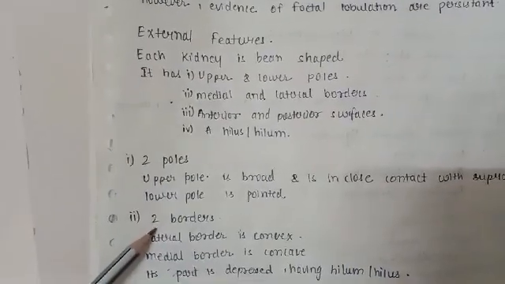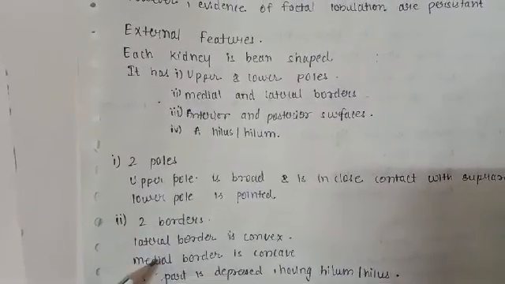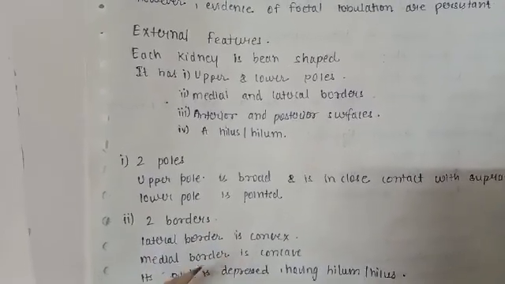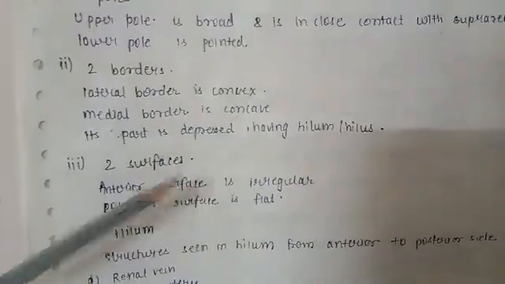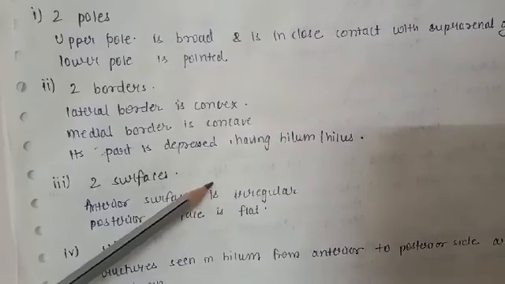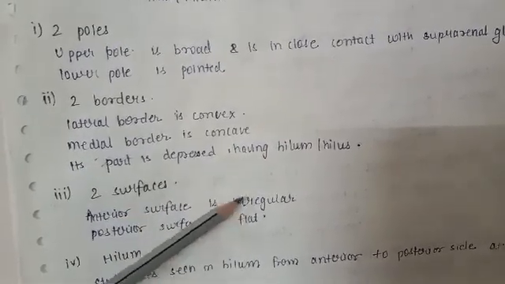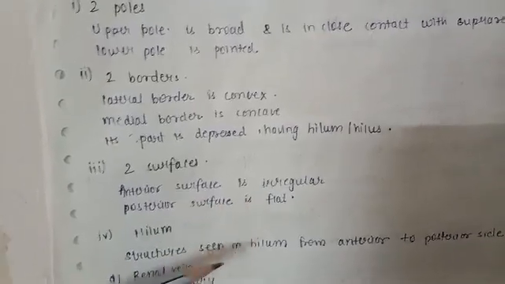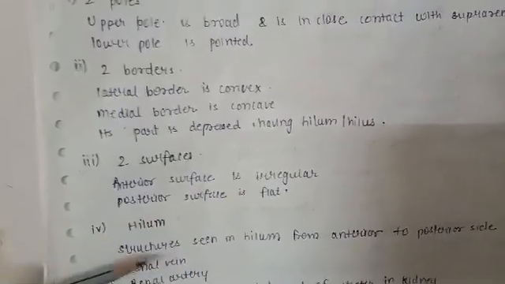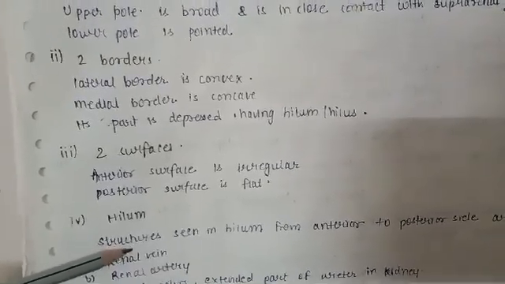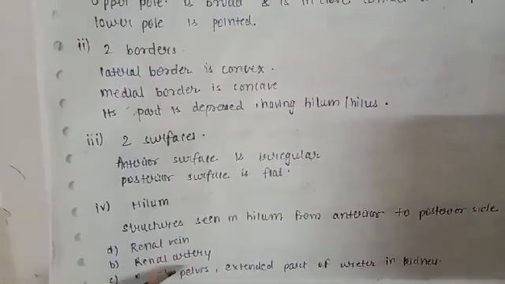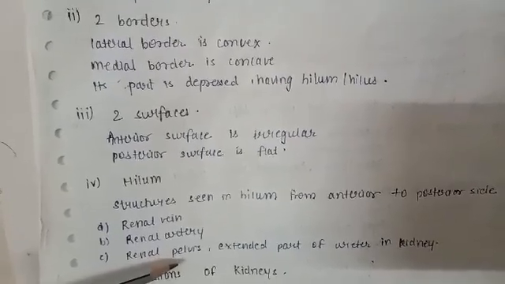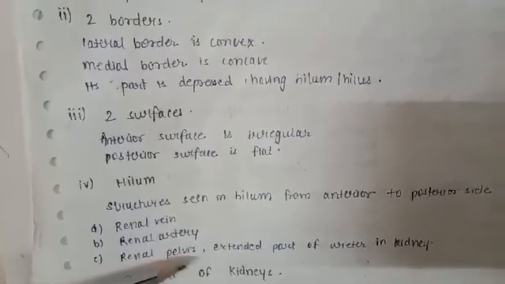Now let's study the two borders. There are two borders, that is lateral border and the medial border. The lateral border is convex, whereas the medial border is concave, and it has a depressed part that is known as hilum or hilus. Let's study the two surfaces, anterior surface and the posterior surface. The anterior surface is irregular, whereas the posterior surface is flat. Now there is the hilum or hilus. The structures seen in the hilum from anterior to posterior are the renal vein, renal artery, and renal pelvis, which is the extended upper part of the ureter in the kidney.